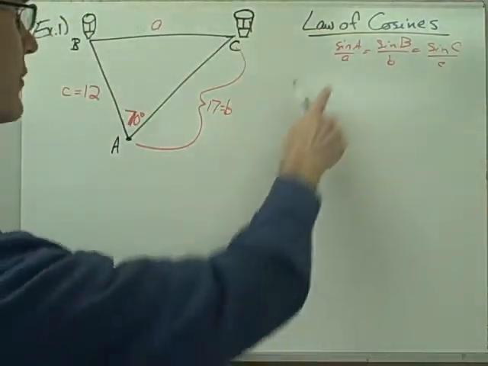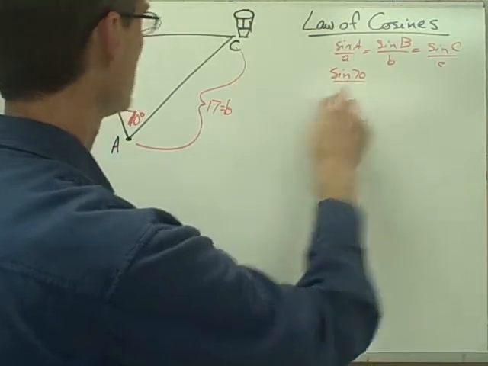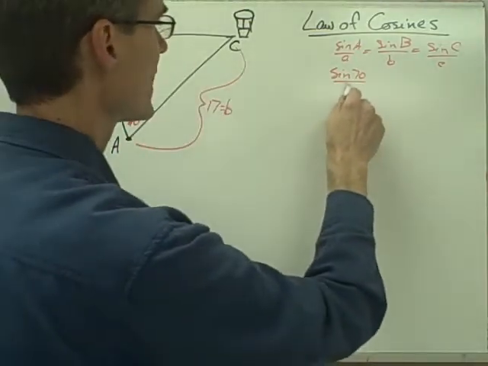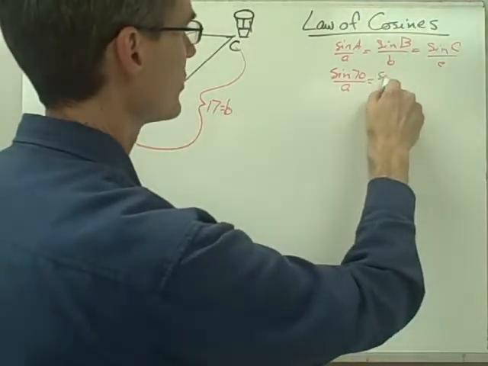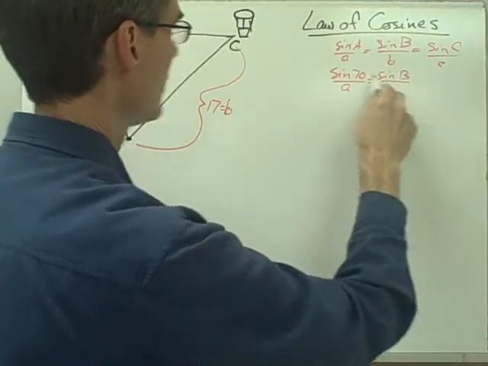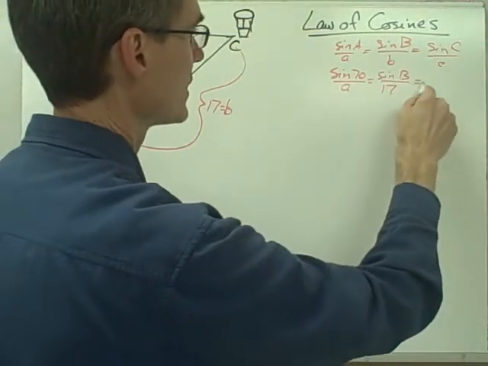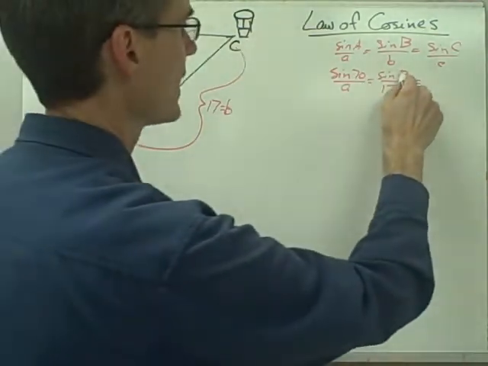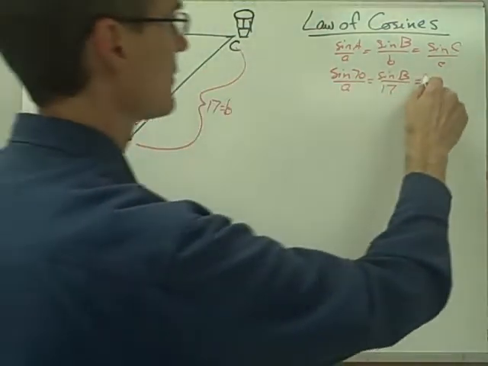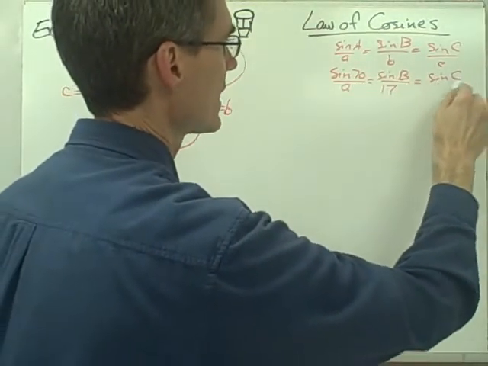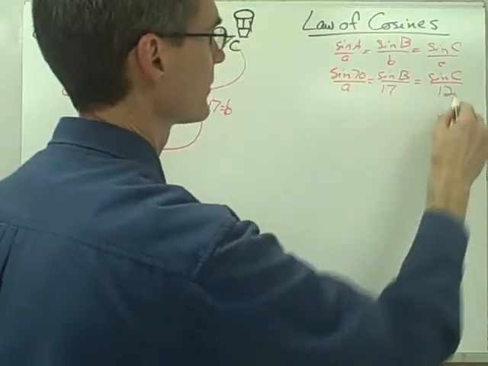And let me fill in my information here. Sine A, that's going to be sine of 70 over side A, which I don't know. Sine of angle B, I don't have angle B, over the length of side B. I do have side B, which is 17. And then the sine of angle C, let's see, I don't have angle C either. Sine of angle C over the length of side C, which is 12.